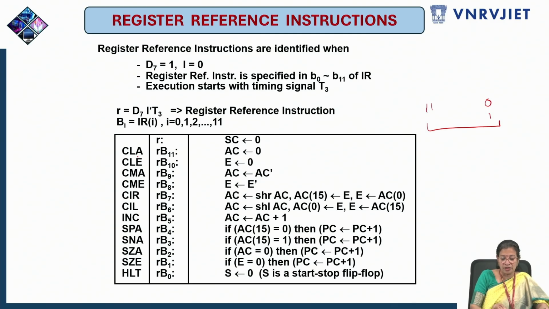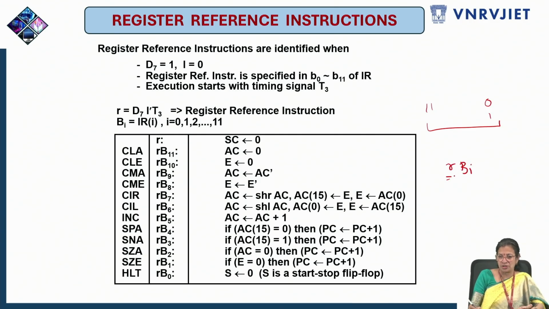In addition to that, which instruction? So only one instruction should be selected. For that purpose, the Bi signal is meant for bits 0 to 11 of the address part of the IR register. Okay, it is the address part. So whenever one bit is 1, that corresponding instruction will be executed. So it is associated with R followed by Bi.